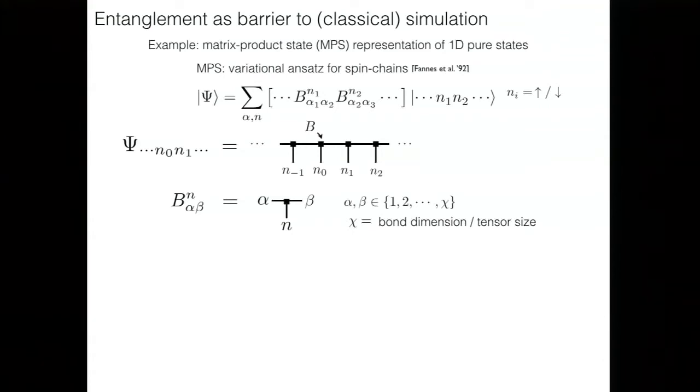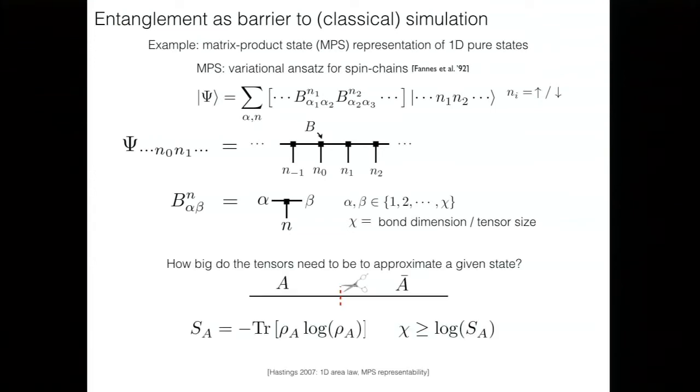So if you have tensors with small chi, they're easier to work with, but you have a smaller variational space, and as you increase the rank of the tensors, you have a larger variational space, but the numerical algorithms tend to increase in complexity as chi cubed. Okay, so the basic question then is, how big do the tensors need to be if you're going to represent a given many-body state? This is where entanglement comes in.